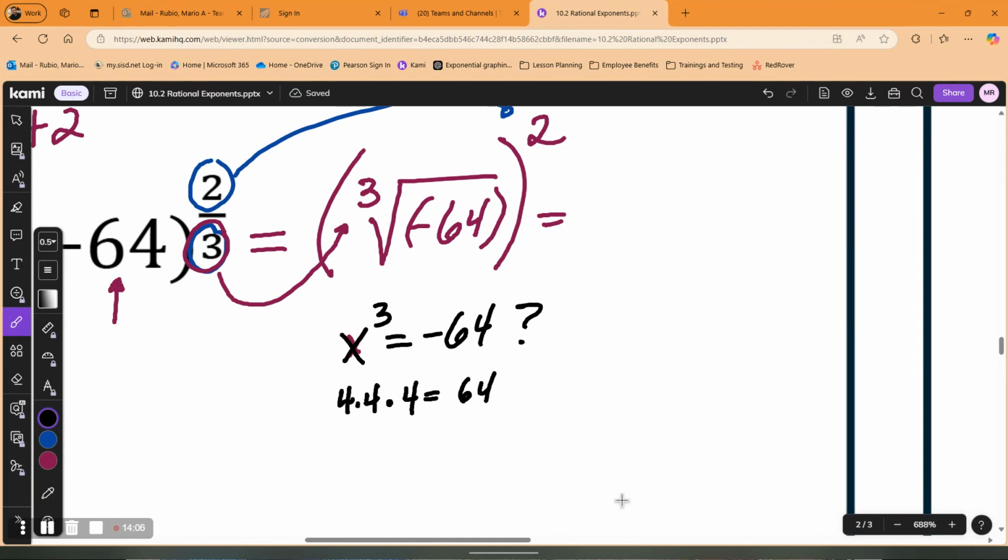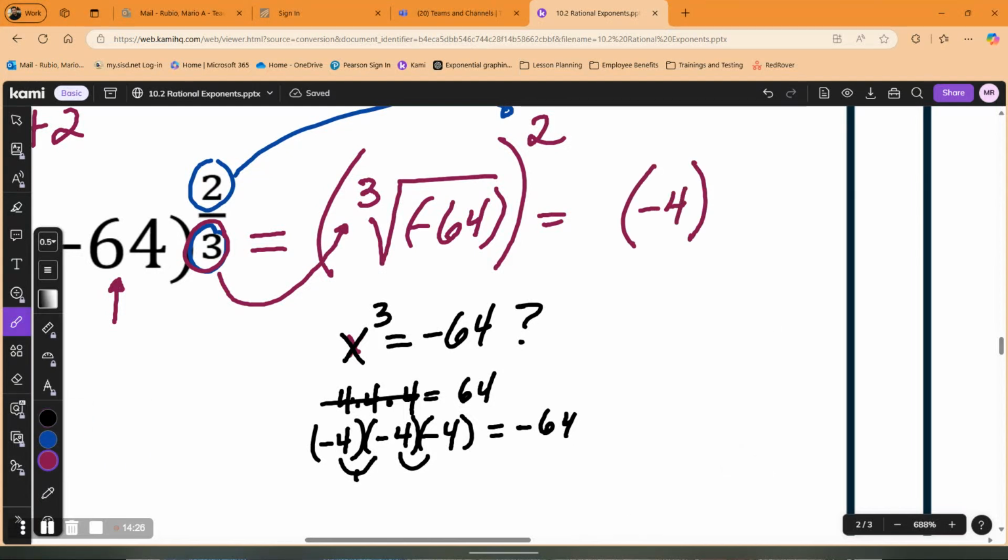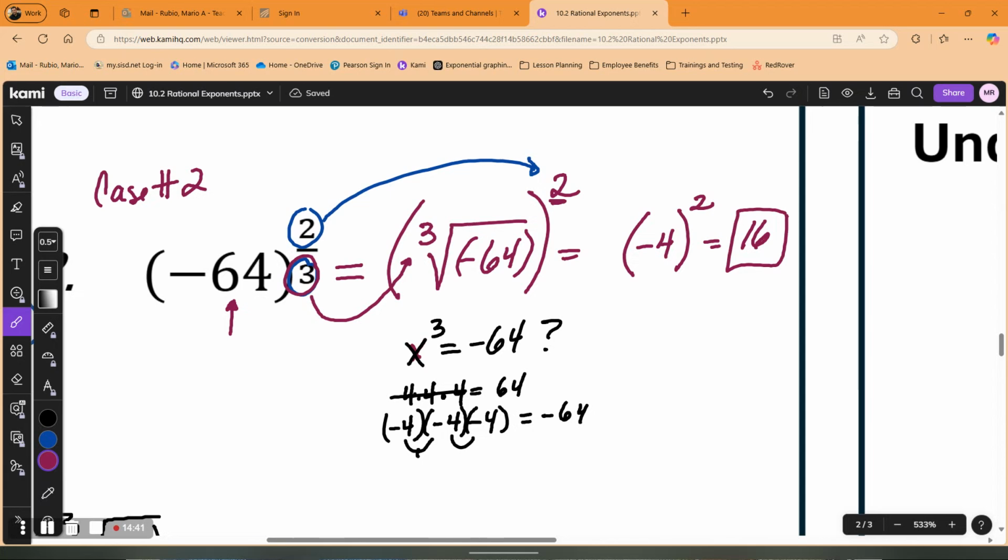But I want negative. So what if I change these to a negative sign? Negative 4 times negative 4 times negative 4. That'll give me positive 16, and then that'll give me negative 64. Okay, so the answer here is the cube root of negative 64 is actually negative 4. And then I still have this squared out here. So basically I evaluated this part first to get the negative 4, square it, and negative 4 times negative 4 is a positive 16. So we always have to simplify when we have all numbers.